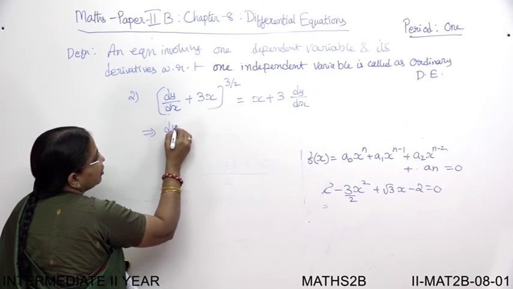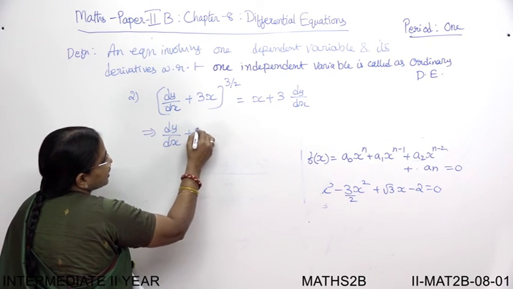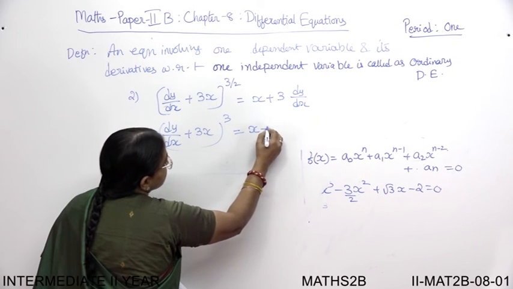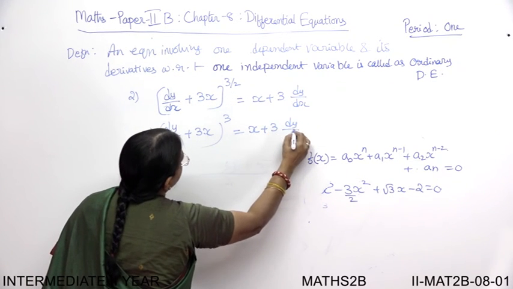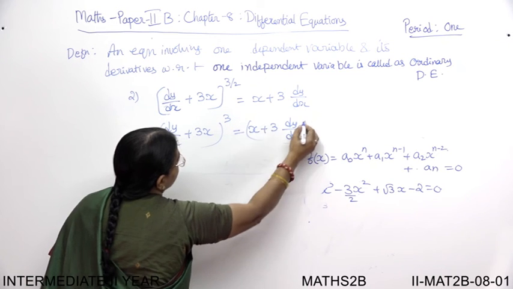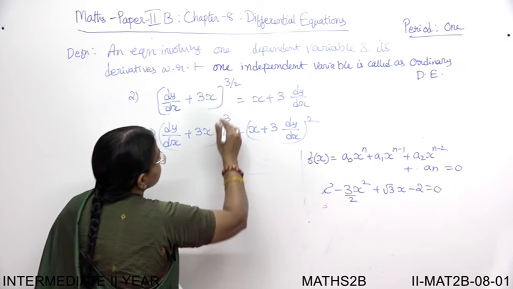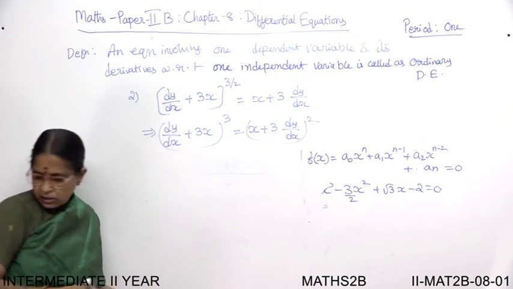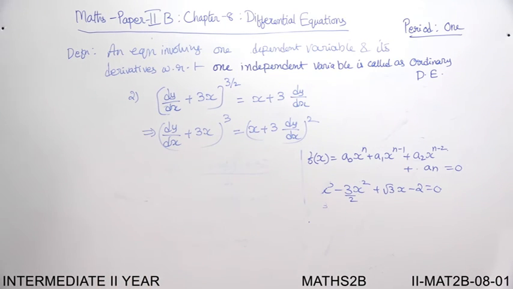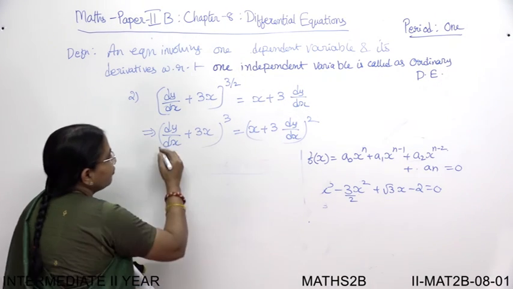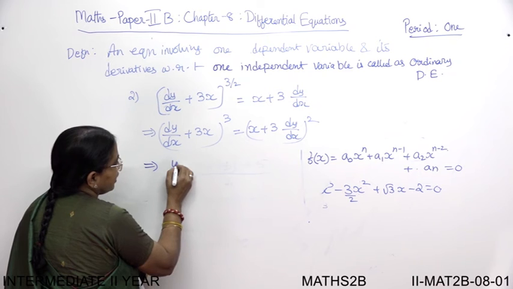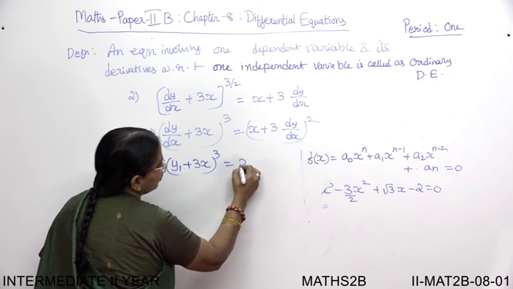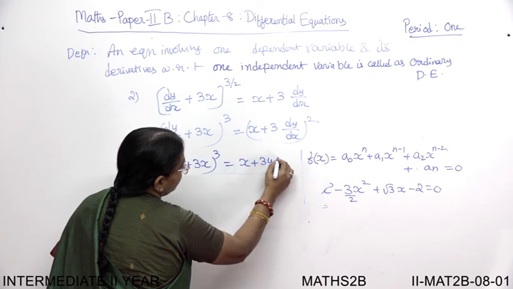By squaring on both sides, (dy/dx + 3x)^3 is equal to (x + 3 dy/dx)^2. By squaring, this 2 will go and here you will have a square like this. So what happens now? Now when you expand here, it is (y1 + 3x)^3 is equal to (x + 3y1)^2.